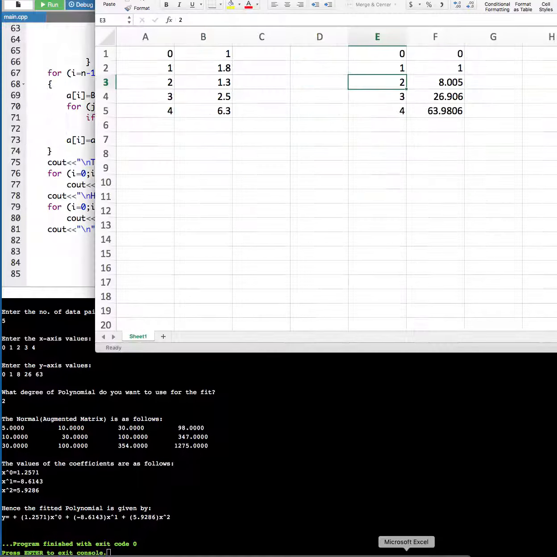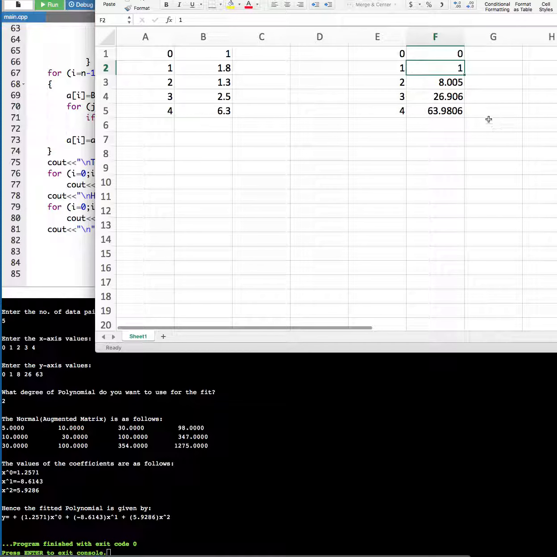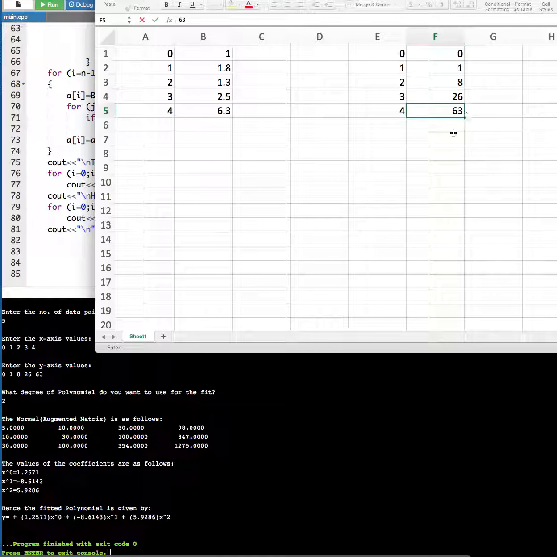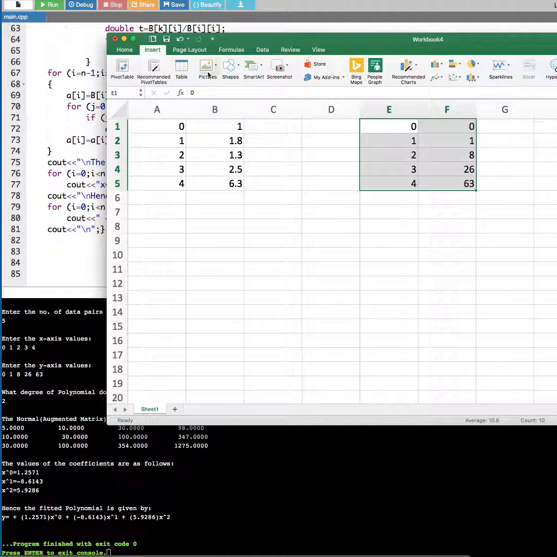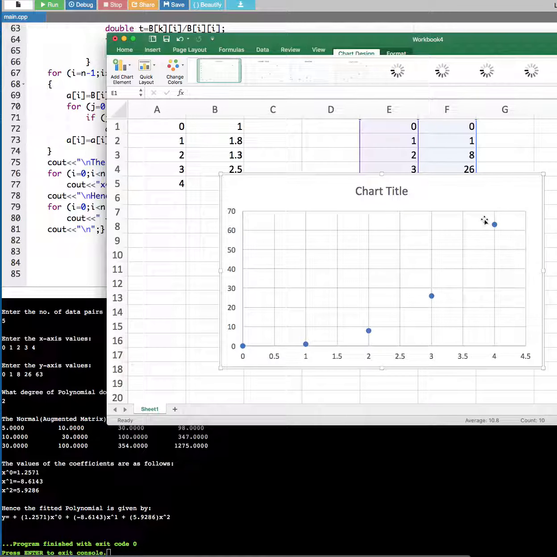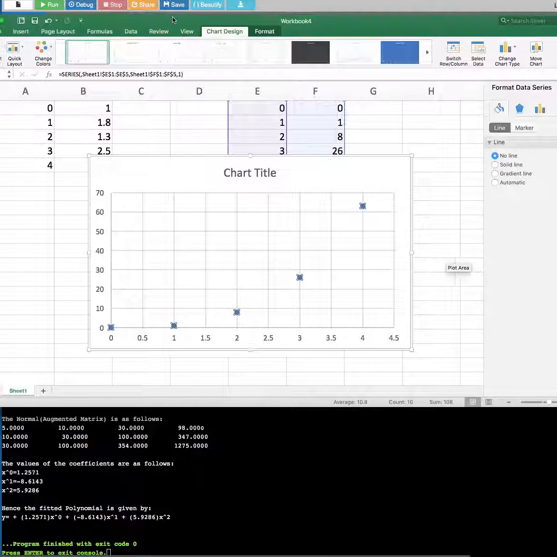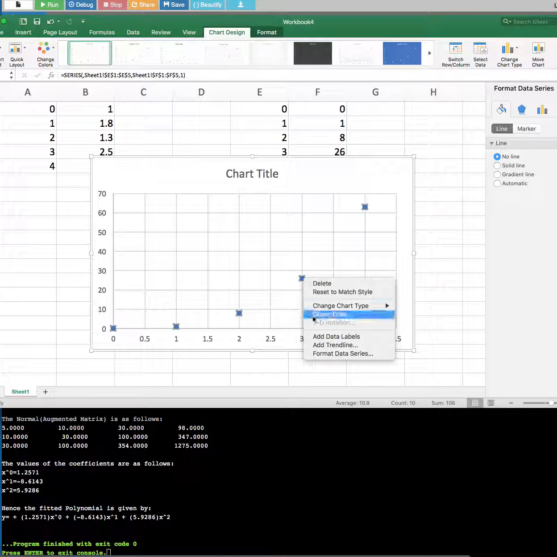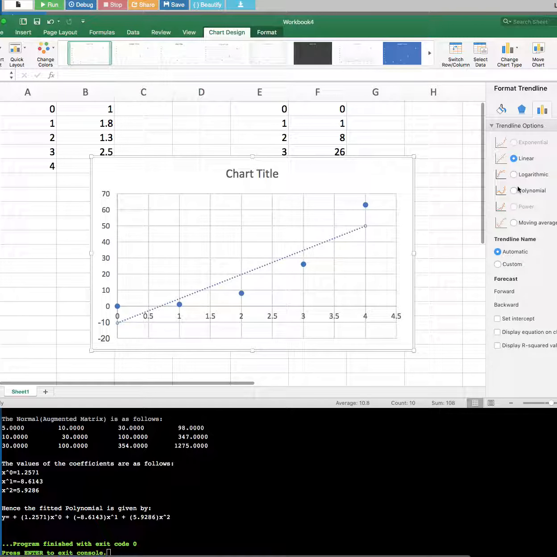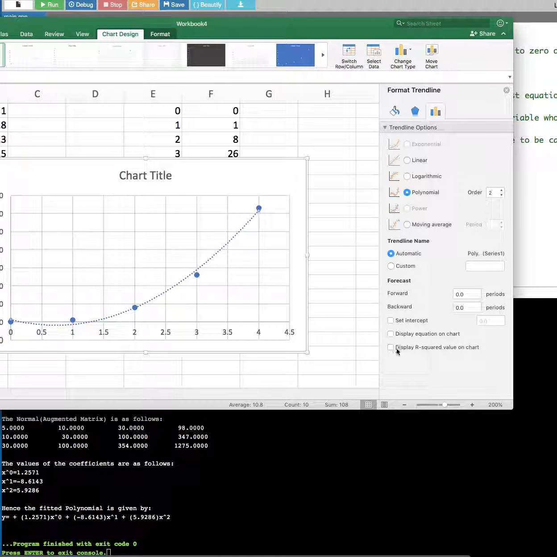Now to make sure about this one, we can enter the same data here and verify it. So 0, 1, 2, 3, 4, and 0, 1, 8, 26, and then 63. Let's try this one. I go to insert and then go to this graph right here, and Trendline, Polynomial, and here we have to display the equation.